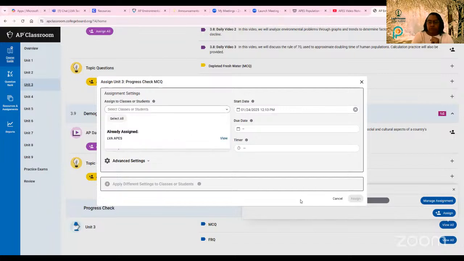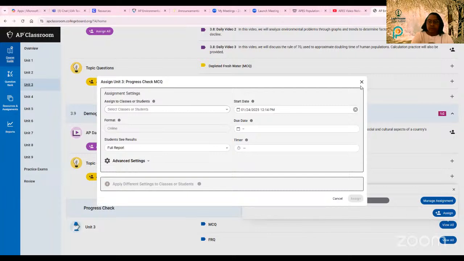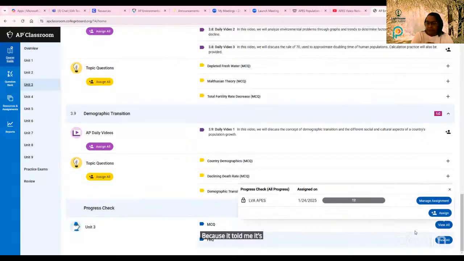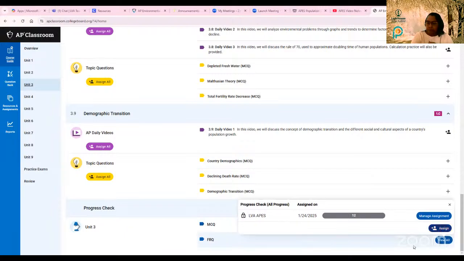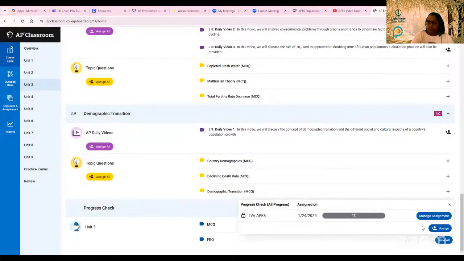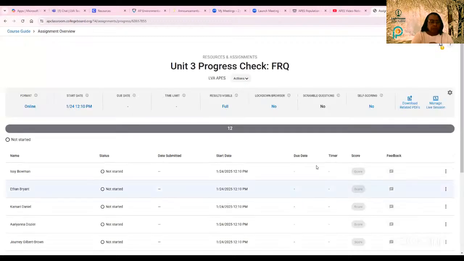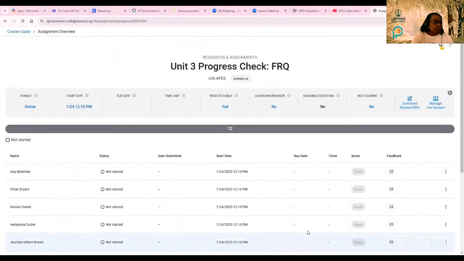Says it's already assigned. Maybe refresh your page, because it told me it's already assigned, so I can't assign it again. Isadora, do you have it yet?